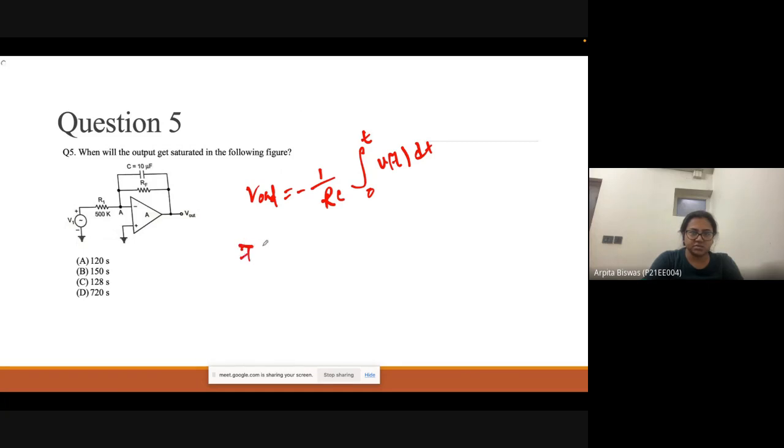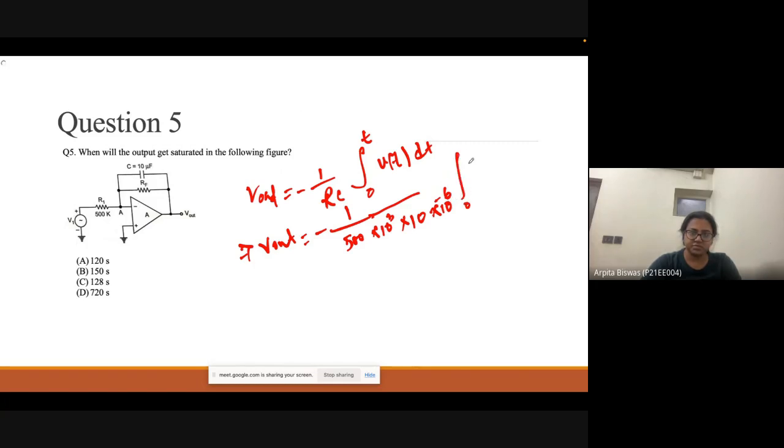So next calculate it. V output equals minus of 1 by, what is the value of R? Here the value of R is 500 kilo ohm. And what is the value of C? The capacitance value is 10 microfarad.